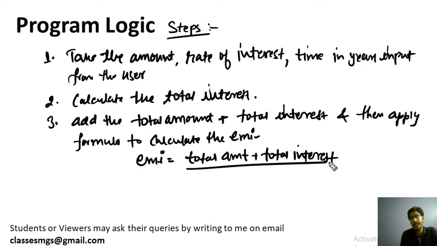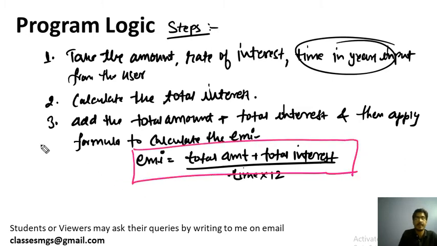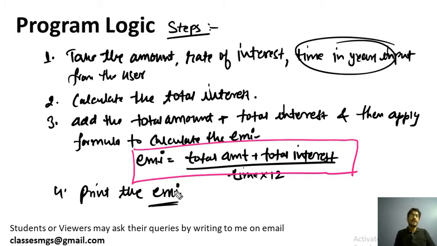As you are taking the time in years as input, you will need to convert it into months. So you multiply time by 12 to convert it into months. Okay, so this is your formula to calculate the EMI. Now we will simply print the EMI. So this is how your program will work. Now let me go into the editor and see how it is working.